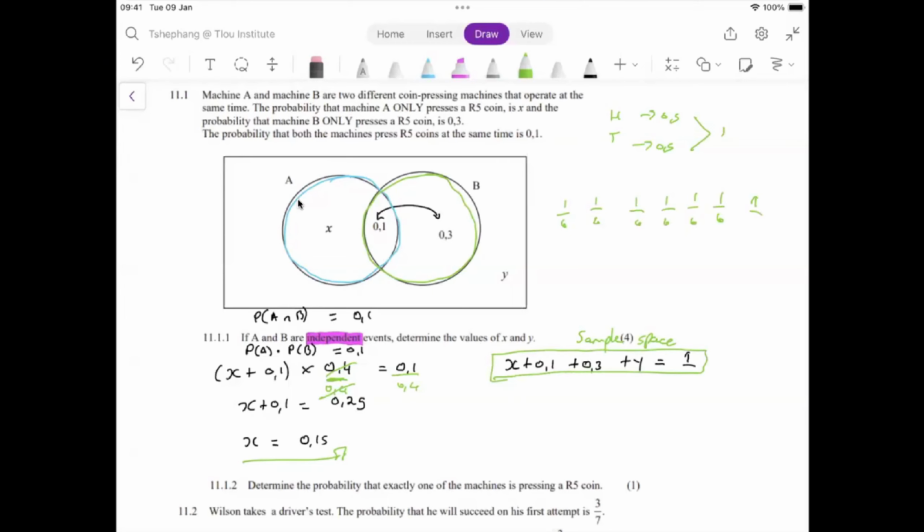Now, we have found X. It's 0.15 plus 0.1 plus 0.3 plus Y is equal to 1. And it's a matter of solving for Y. Take everything over to the right-hand side. Leave the Y on the left. You are going to get 0.45.